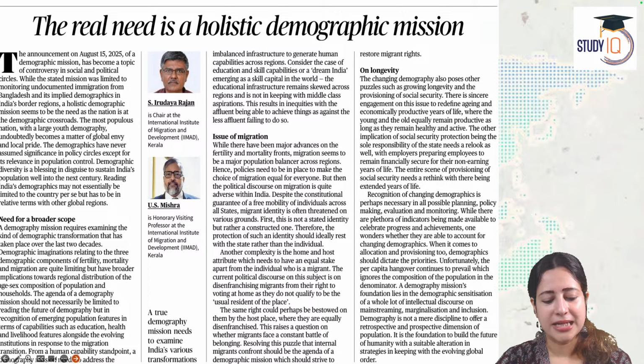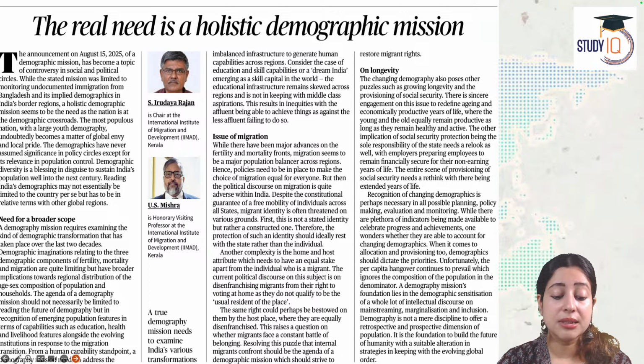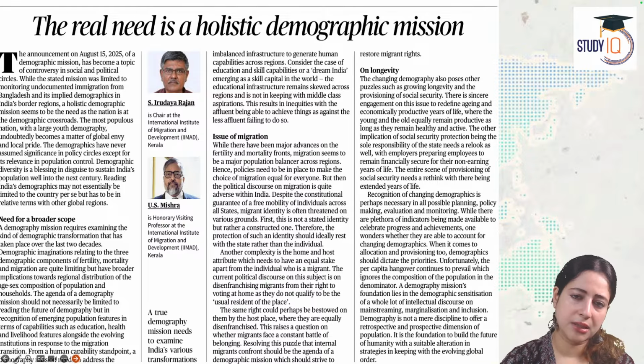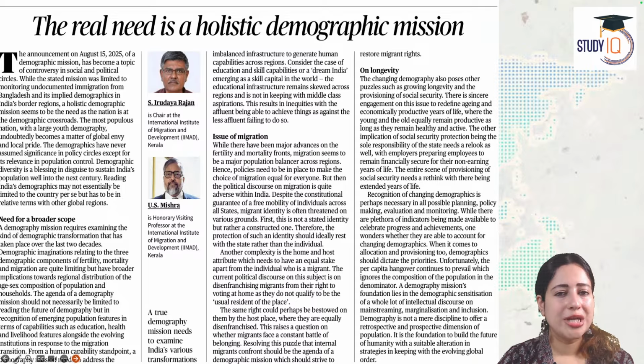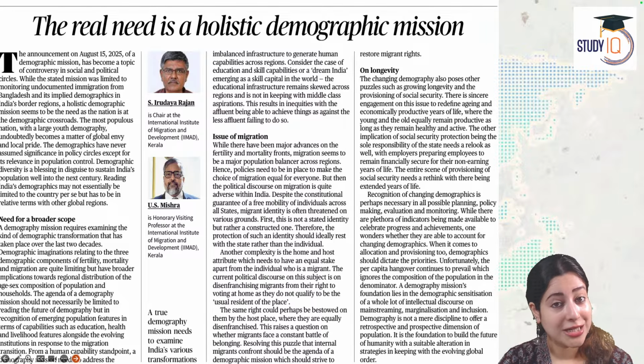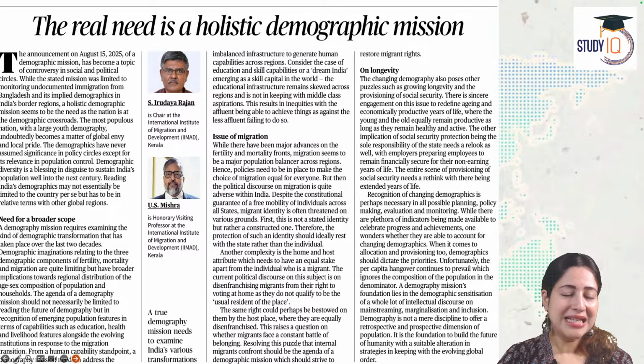Yes. Next article, page number 8. The real need is a holistic demographic mission. I will summarize this article quickly. GS paper 2, vulnerable communities, India's population as a problem. Yes, India is the most populated country in the world.